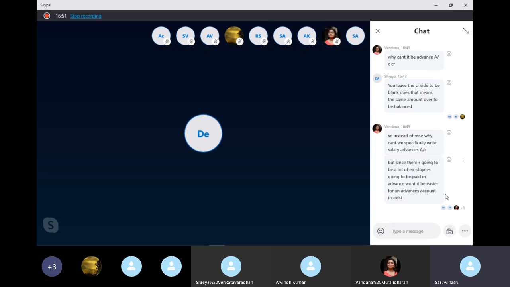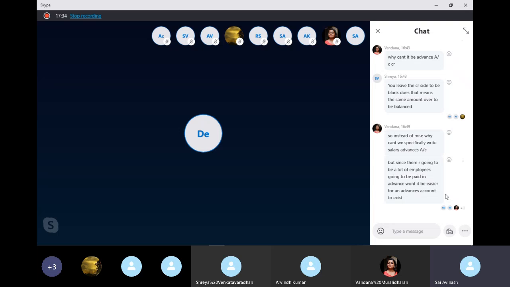There's going to be a lot of employees. Actually, that's exactly what I'm trying to say. Let's say I'm paying 200 employees in advance. If I'm going to use one account called advance account and debit 200 values in it, then if suddenly tomorrow one employee asks me what is the advance you have given me, or if I want to explain to management what exactly is the amount I've paid to Mr. B or Mr. C, if I look at advance account, I won't be able to give you that answer because there will be 200 employees worth of balances in that account.